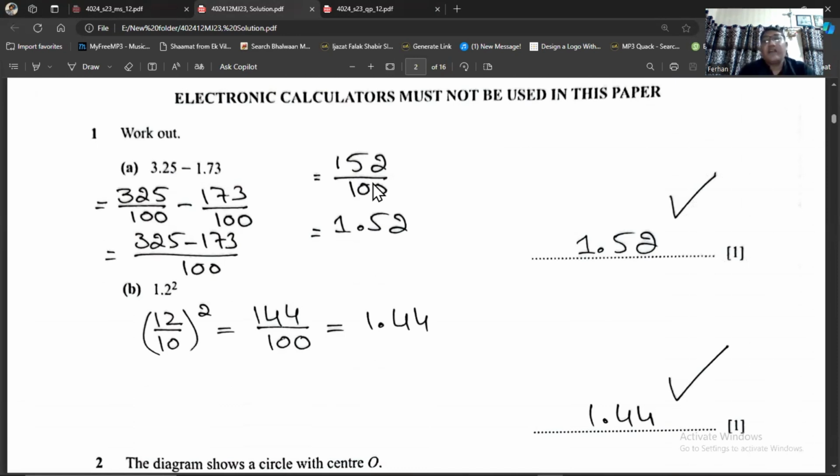325 divided by 100. I removed the decimal and converted it into a fraction. Minus 173 divided by 100. Because the denominators are the same, I can write them as a single fraction: 325 minus 173, the whole thing divided by 100. 325 minus 173 is 152 divided by 100. When you divide by 100, you move the decimal 2 steps to the left. So it will be 1.52.